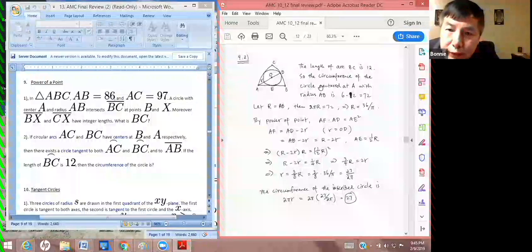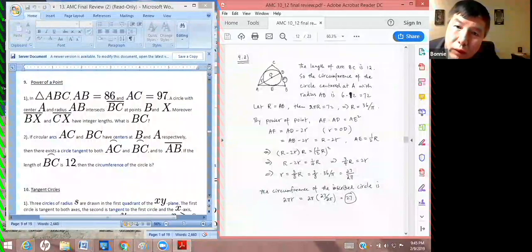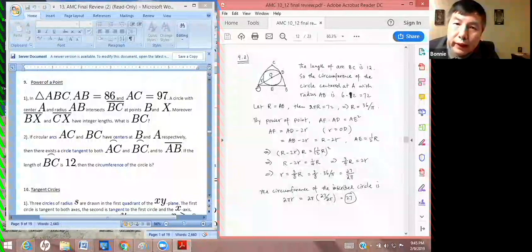Okay, here, so first, given this arc BC is 12. If you look at this picture, because the chord AC and the chord BC are the same as AB, this arc should be just 1/6 of the whole circumference of the circle centered at A, with radius AB.